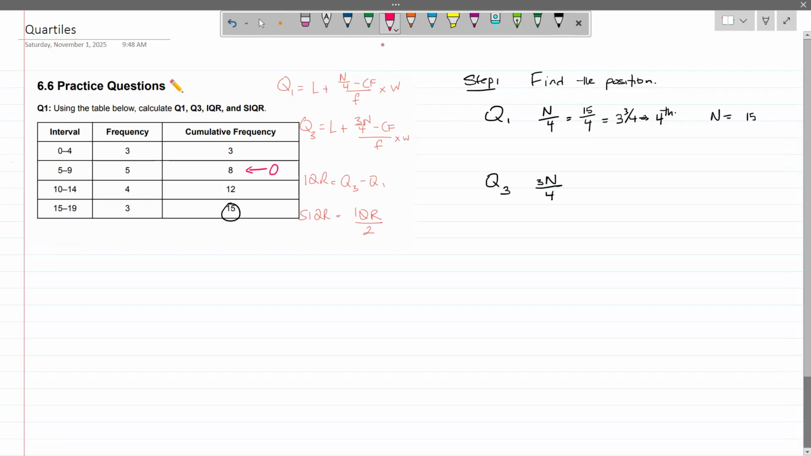So you're going to look at where your 4th position would lie. So your Q1 position will be here, right? Up to this point, when you have 3 values, the 4th value will be in this particular class. So this is my Q1 class.